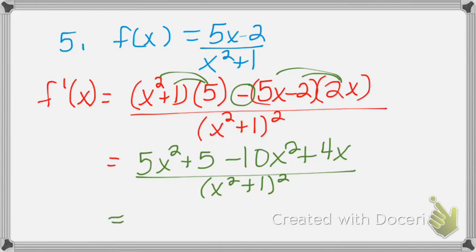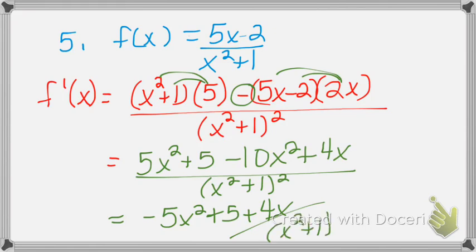5x squared minus 10x squared is negative 5x squared. And plus 5 plus 4x all over the bottom, which is x squared plus 1 squared. And we can leave it like that. There will be times that things will factor or cancel, but not on this particular problem.